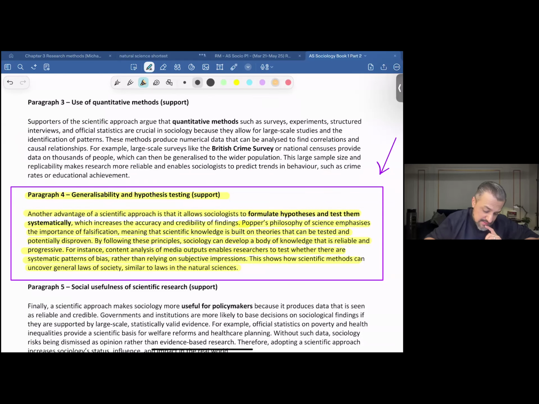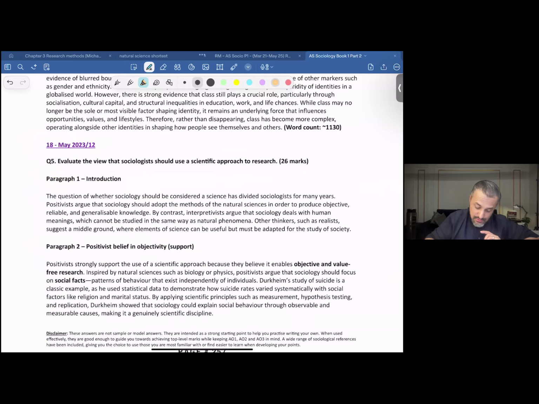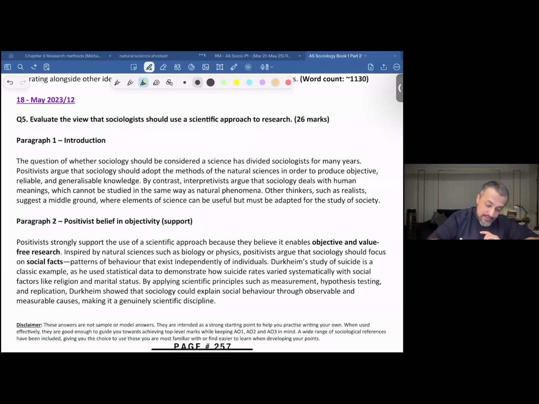So different answers have been written in a manner that they support or elaborate on different points. But yeah, I saw Durkheim. The question: evaluate the view that sociologists should use a scientific approach to research. Positivists strongly support the use of scientific approach because they believe it enables objective and value-free research. Inspired by natural sciences such as biology or physics, positivists argue that sociology should focus on social facts, patterns of behaviors that exist independently of individuals.